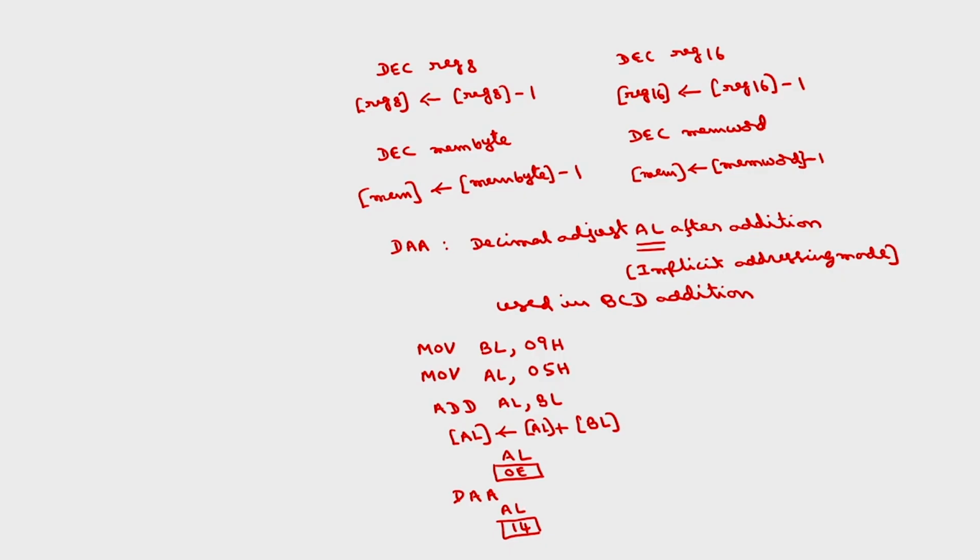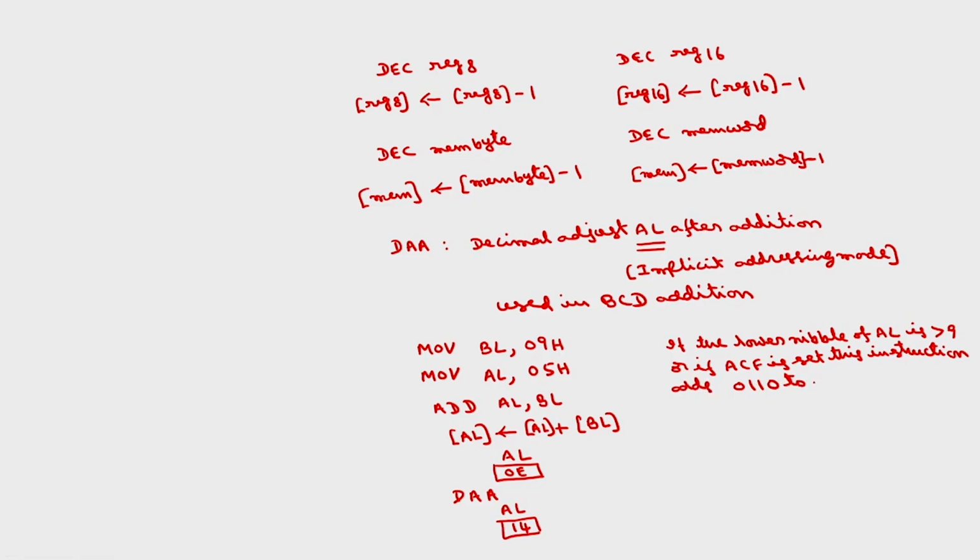So, how does this operation take place? The internal operation inside the DAA is, if the lower nibble, that means the lower 4 bits of AL, is greater than 9, or if the auxiliary carry flag is set, this instruction adds 6 to the lower nibble.